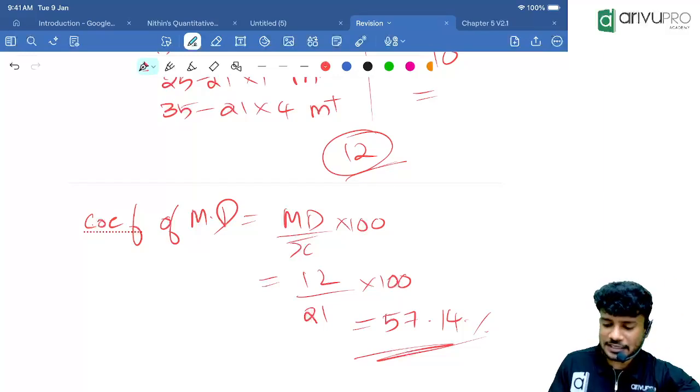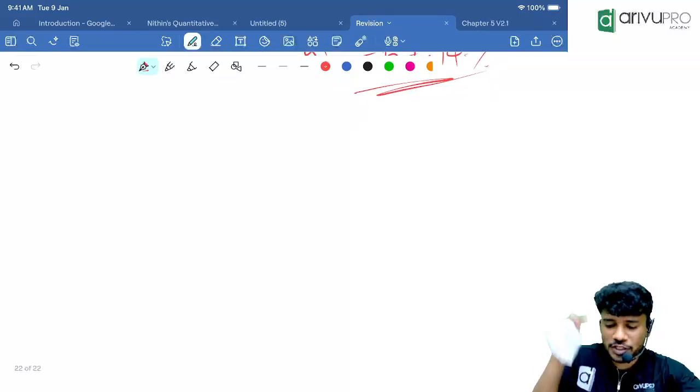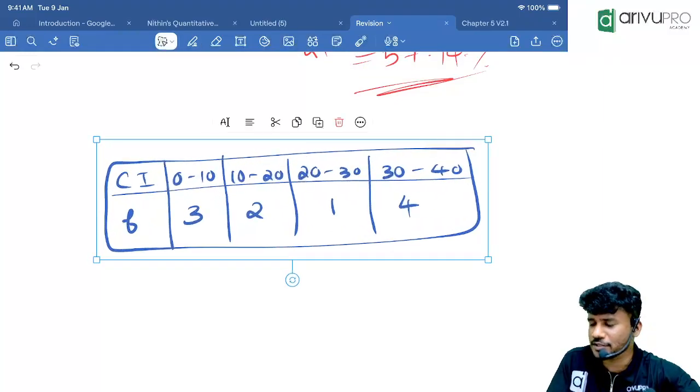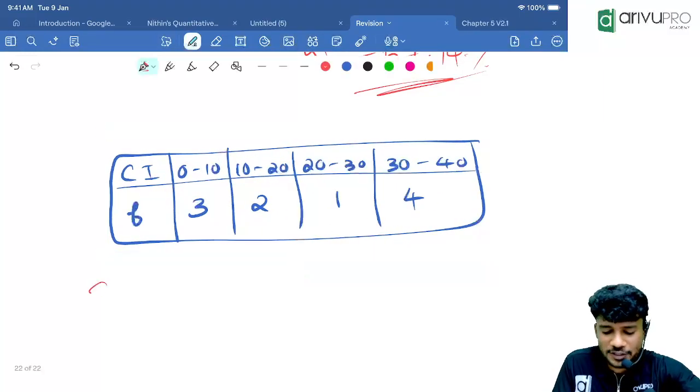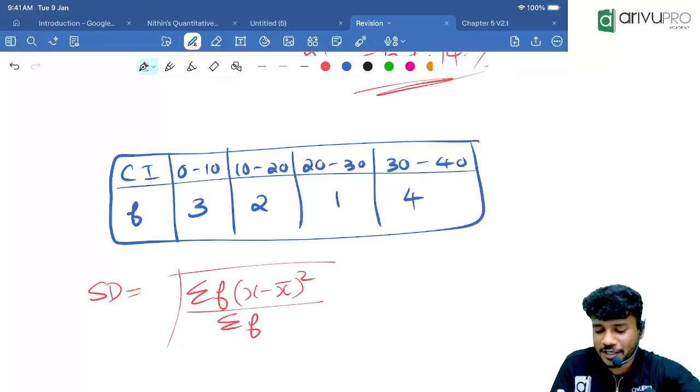Done. Then standard deviation, I don't want you to find because the chances of a question with respect to standard deviation will be very rare. If you want to find, we will check with this next question. Again, we are revising, right? We will try using that and try to get the answer. The same question. What was the formula for standard deviation I taught you? Root of summation of f into x minus x bar the whole square divided by sigma f.